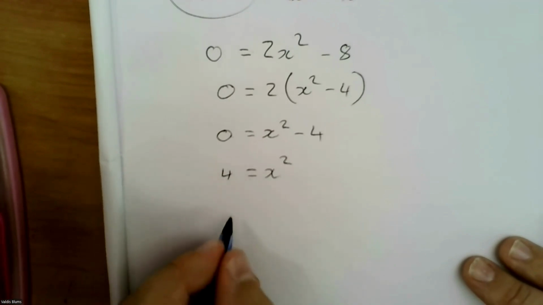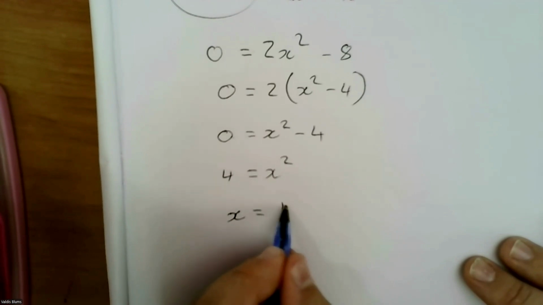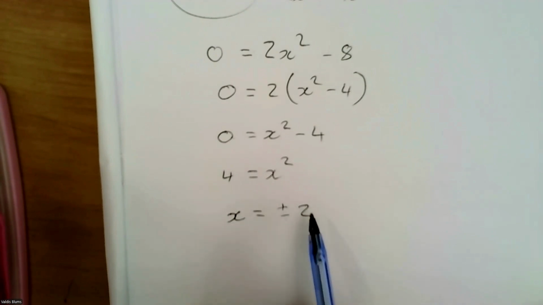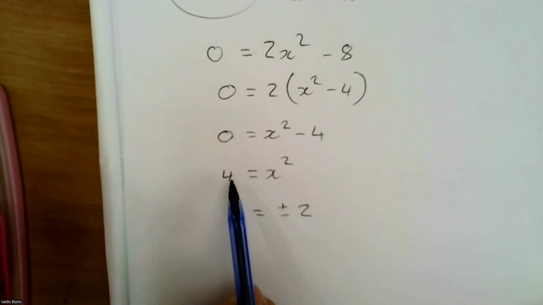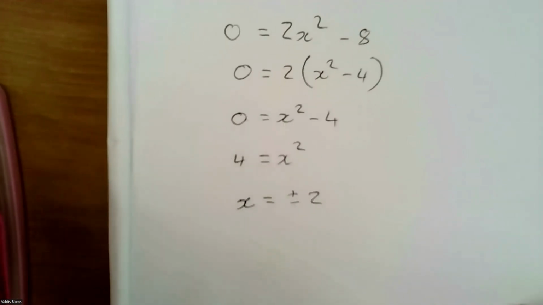Square rooting both sides. X is equal to plus minus 2. Now, don't forget that plus and minus, because if you had positive 2 squared, well, that would give you positive 4. Or if you had negative 2 squared, that would also give you positive 4. So we have to include that plus minus, and that's how we get our two solutions for this one.